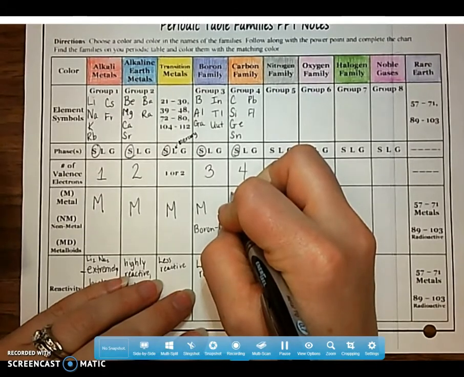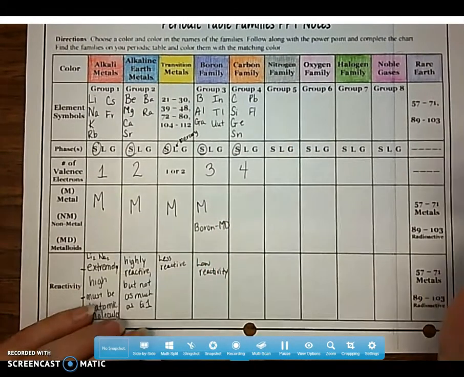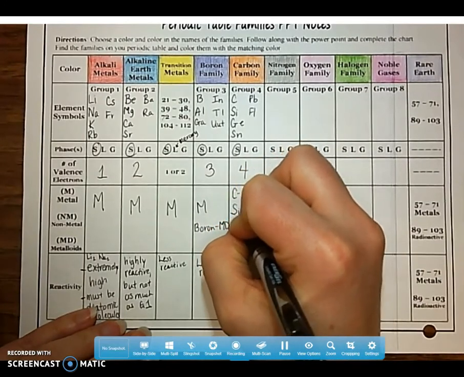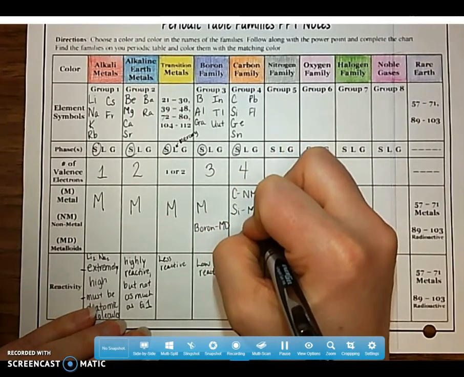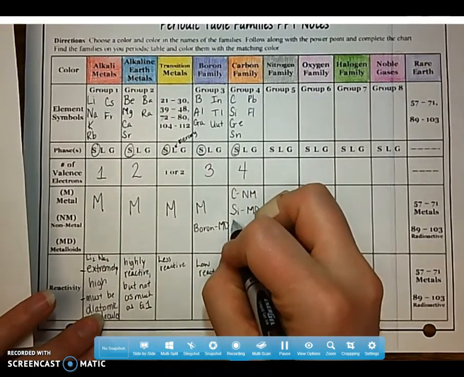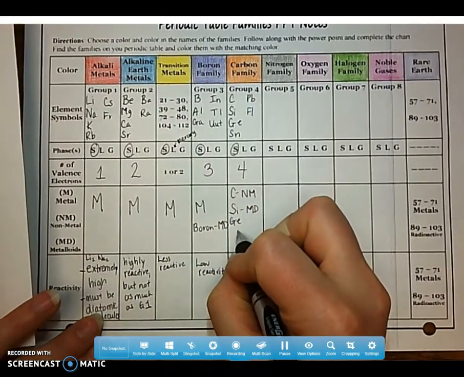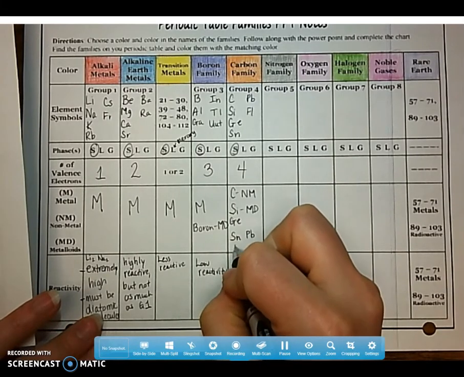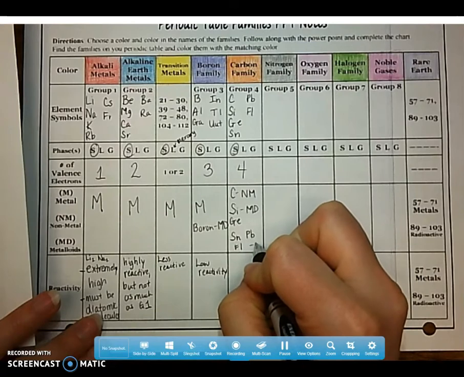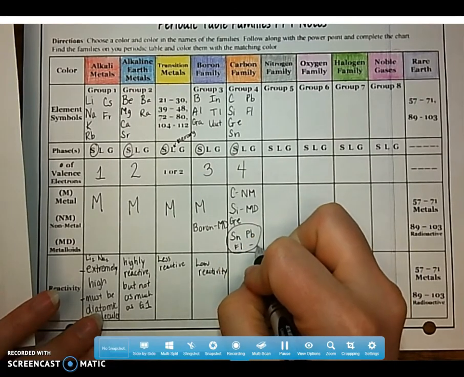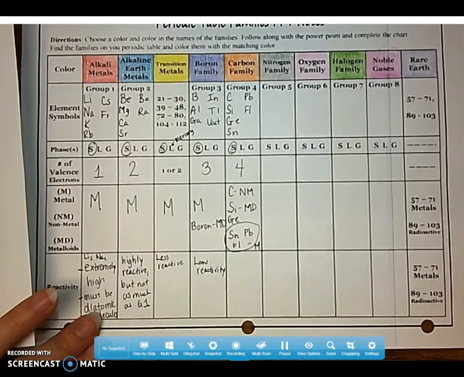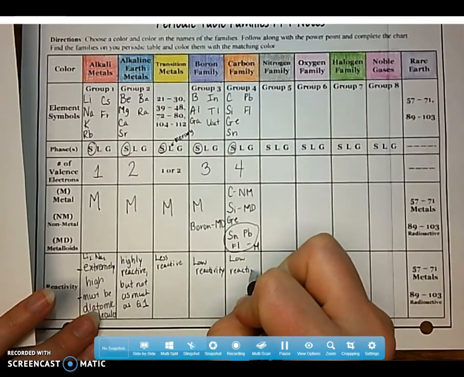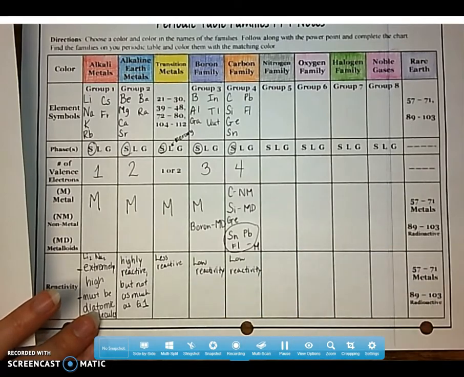We're going to have carbon is our nonmetal, silicon is our metalloid, as well as germanium, and then we have tin, lead, and flerovium, and these are all metals in this group, and we definitely have low reactivity going on over.